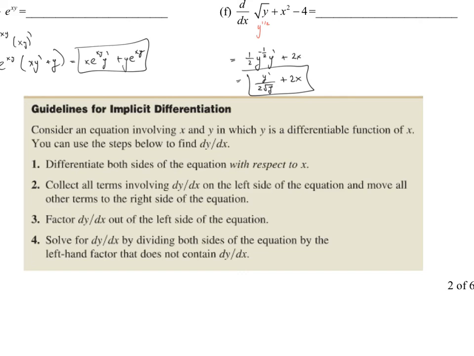Then what you're going to do is you're going to get everything with a y prime on the left-hand side of the equation. Everything else goes on the right-hand side of the equation. It's just like solving for y, except now we're solving for y prime. Then you factor out the y prime from the left side of the equation, divide by whatever's left. Your final answer most likely is going to have x's and y's in it, which is perfectly fine.